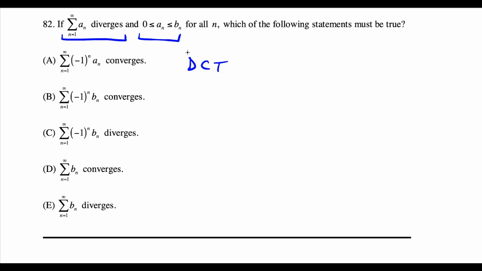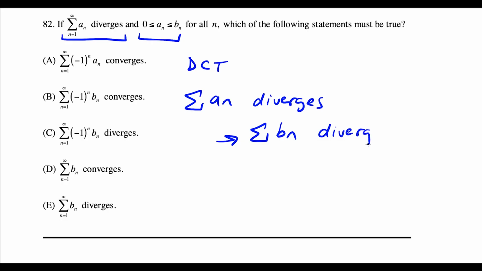So the way the direct comparison test works for divergence is that when you want to show that a series diverges, you have to find something smaller that diverges, and that means everything bigger than that series is going to diverge as well. So the fact that this series of a sub n diverges tells us that everything bigger would diverge as well. So the series b sub n is automatically going to be greater than or equal to this series because of this inequality here. So once again, if the smaller series diverges, everything bigger is going to diverge as well. So this diverges as well by the direct comparison test, and that's going to match up with choice E.